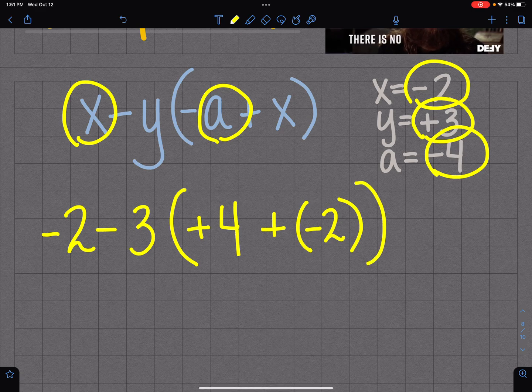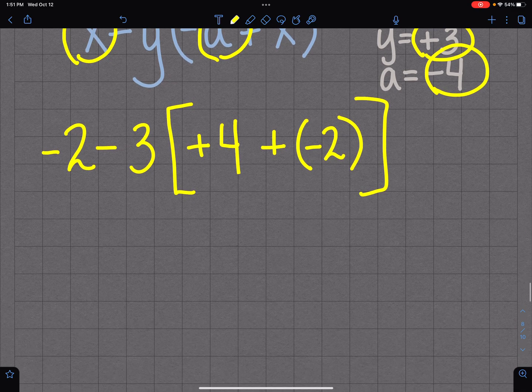Okay, I'm going to change these into brackets. Okay, here we go. Let's start with inside the brackets first. We have to start with the nucleus. 4 plus negative 2 is the same as 4 minus 2. So we have 2.